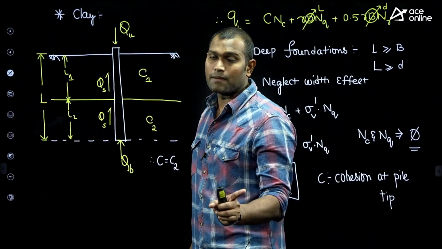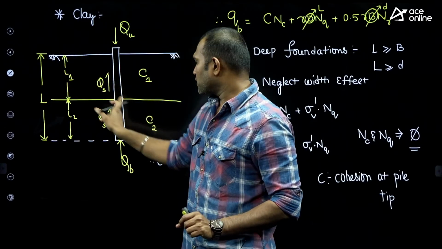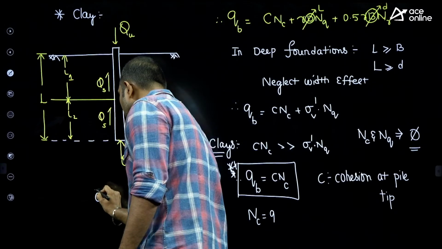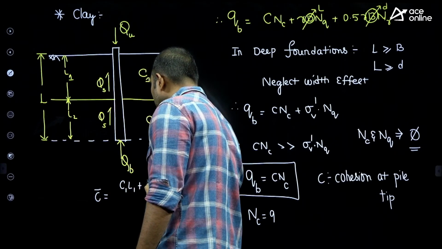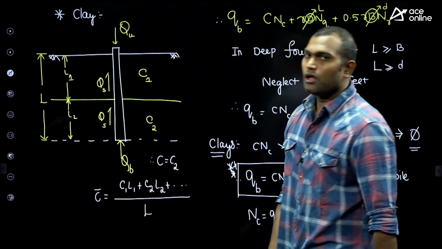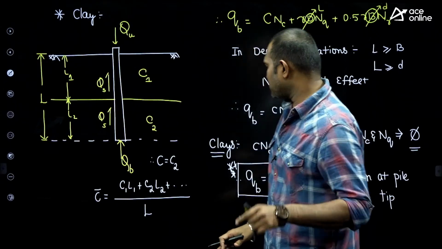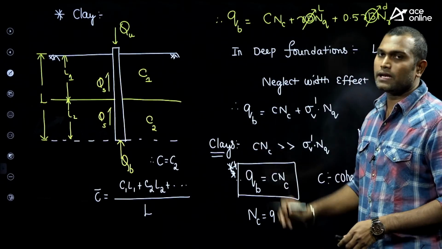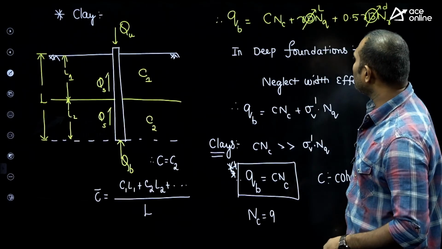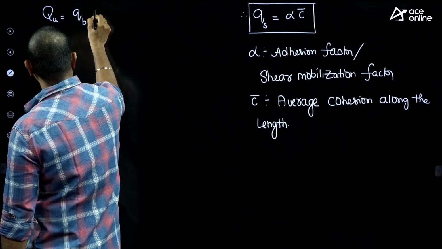No, it's not normal average, it is a weighted average. Because the C1 is there up to that length L1, C2 up to length L2, but I want over a length of total L. Then the average cohesion is weighted average, which is C1 L1 plus C2 L2 plus so on by total length as L. If it is a homogeneous soil, then C and C bar both are same. So do remember, always C is the cohesion at the pile tip, C bar is nothing but average cohesion along the length. So once we know both, then you can apply whatever the Qu is equals to small Qb Ab plus Qs As, right?